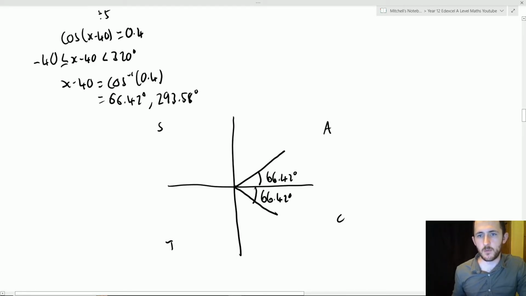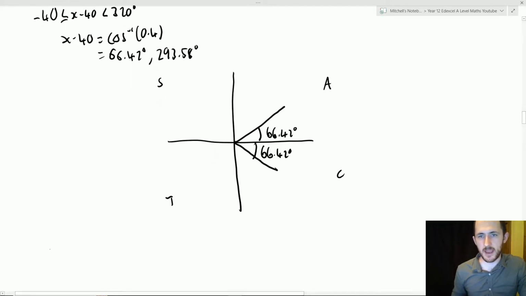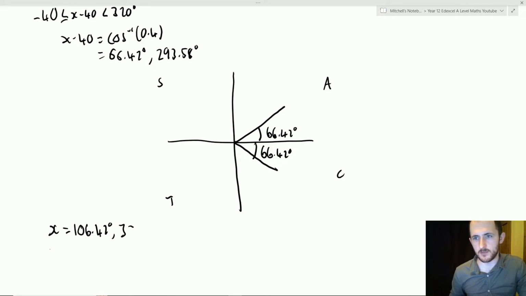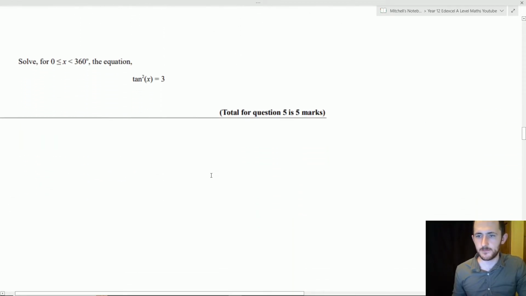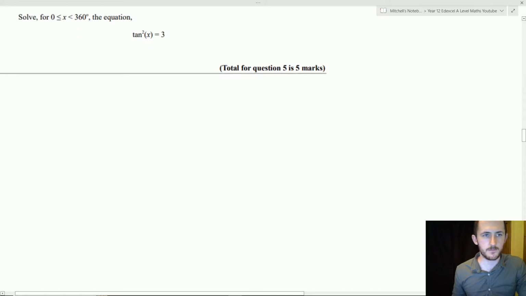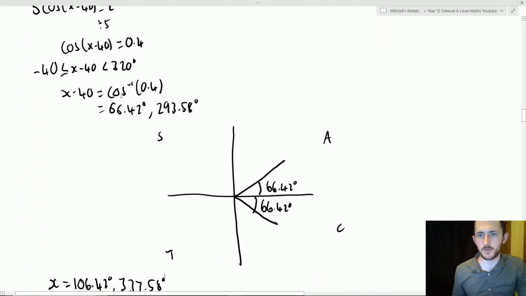Now we have to ask ourselves, well, what's our range? Well, we go up to 320, so let's see if we can go again. Well, if I go again, I get 360 plus 66. That's not going to be in the range. So we're done. So now with x, all we need to do is have all of the plus 40s. So we just add 40 to all of these. So 106.42 degrees and 333.58 degrees. Nice and easy, I think. So hopefully that's all okay with that part.